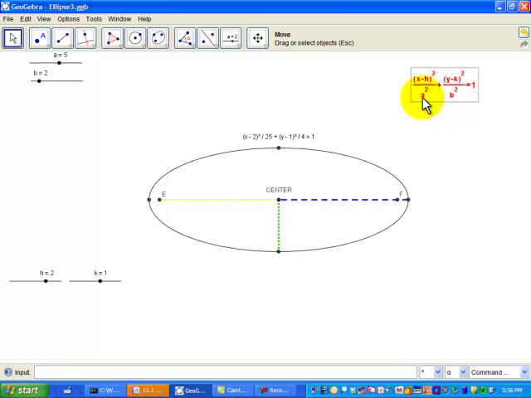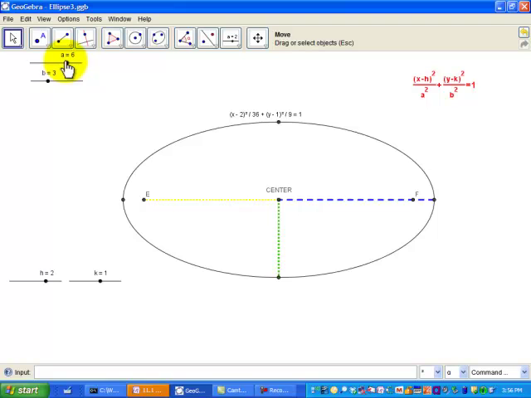Here the number a underneath the x minus h term is 5 squared, so it's 25. Well, I know that this distance from here to way out here is 5. And I know the distance from here to here is 2, because the 4, which is b squared, is underneath the y term. Okay, so I change this.